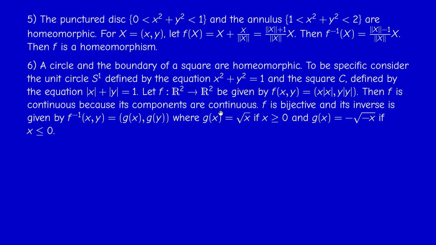So this map g, you can draw it. I encourage you to draw the graph of g. It's radical x for positive x, and it's symmetric with respect to the origin. So if you solve the equation f of (x, y) equals (x', y'), you'll find this formula. And now it's clear that f minus 1 is continuous as well.